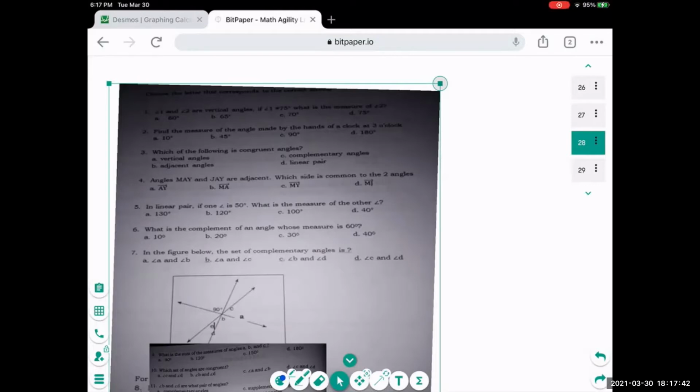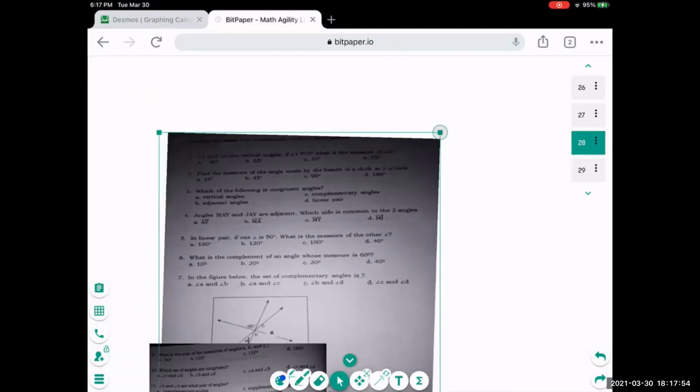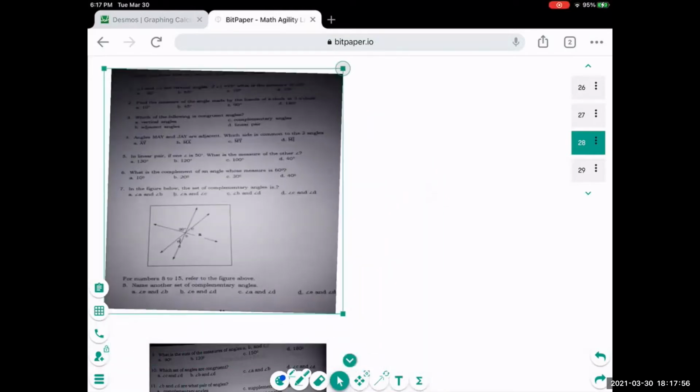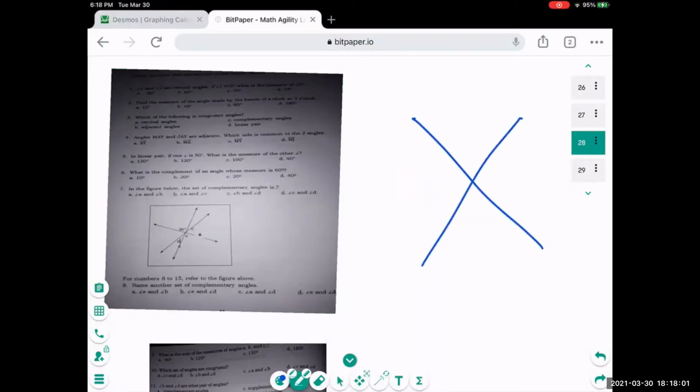Number 1 question is, if angle 1 and angle 2 are vertical angles, and angle 1 is 75 degrees, what is the measure of angle 2? If they are vertical angles, then they have the same measure, right? So from the given problem, angle 1 is 75 degrees. And what is angle 2? This should be equal to 75 degrees as well, right? So letter D is the answer. This is for number 1.